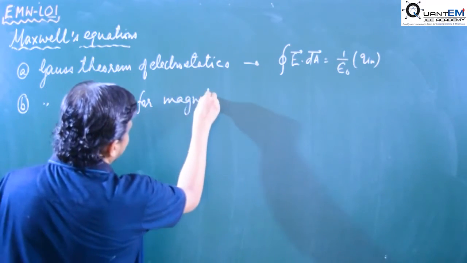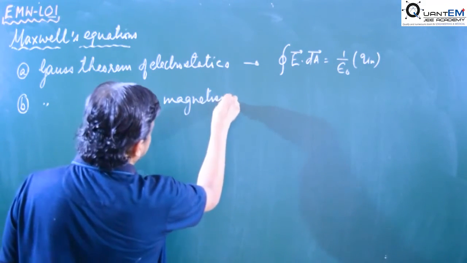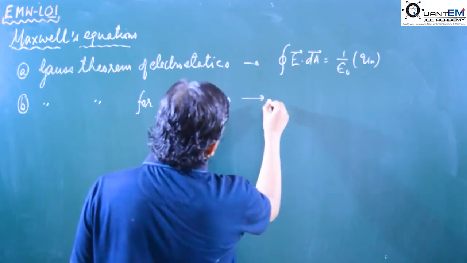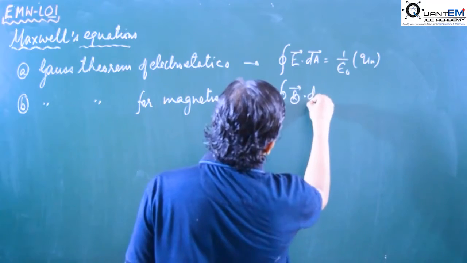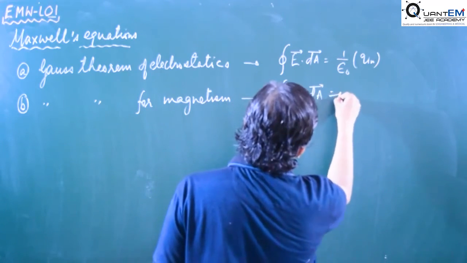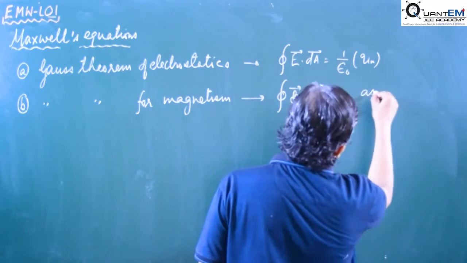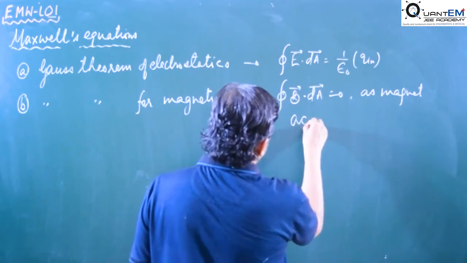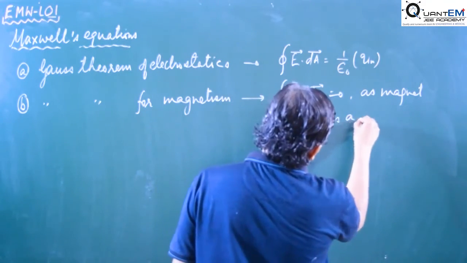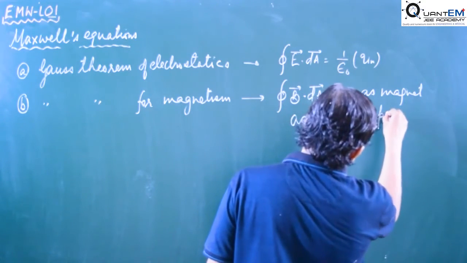See, a magnet behaves as a what? A dipole. That's why for a magnet, the magnetic flux is always equal to 0, as a magnet acts as a dipole.